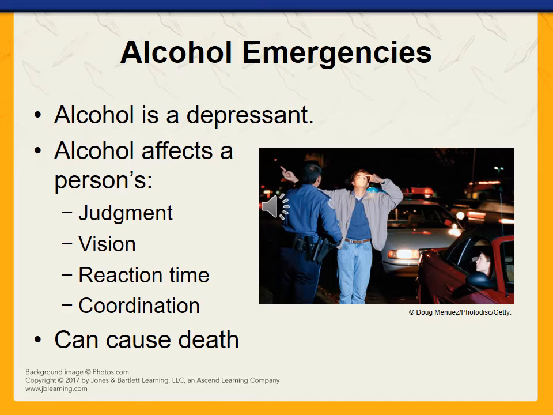Believe it or not, alcohol is considered a poison when taken in the wrong way or the wrong amount by the wrong person. So it can be an overdose or a poison type emergency. Alcohol is a depressant, so it affects a person's judgment, vision, reaction time, and coordination. And if someone goes blackout drunk, it can cause death. So you need to be aware that alcohol also can be considered a poison if drunk in excess, and you need to treat it as such.